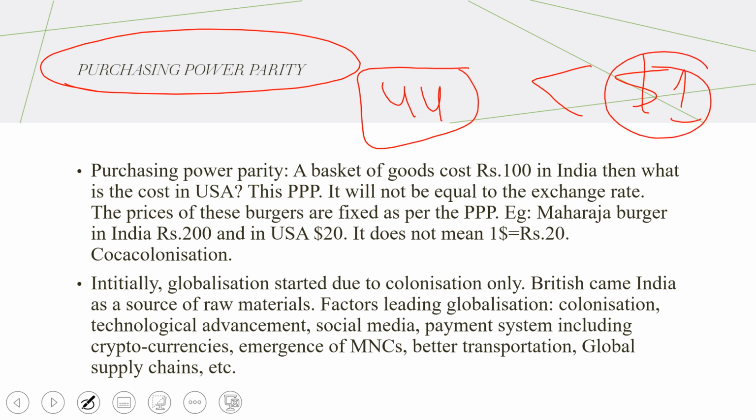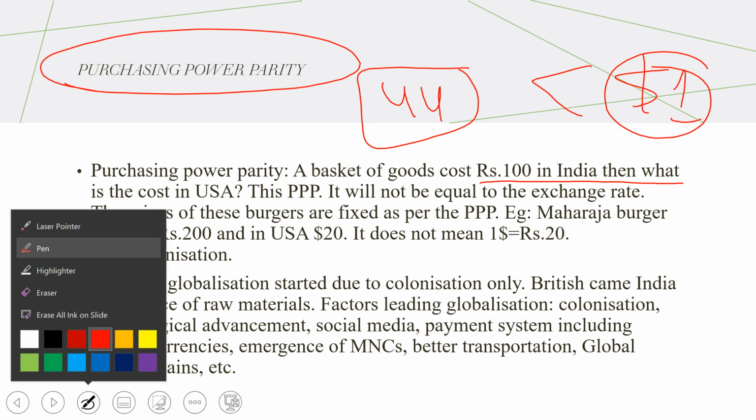So it doesn't mean that in America you will buy food or milk for less than $1. No, it is not like that. That is something called purchasing power parity. If a basket of goods costs 100 rupees in India, then what is the cost in the USA? This purchasing power parity will not be equal to the exchange rate that we currently have. The prices of these burgers are fixed as per the purchasing power parity.